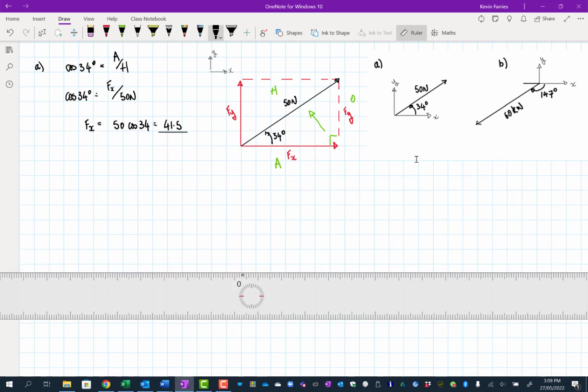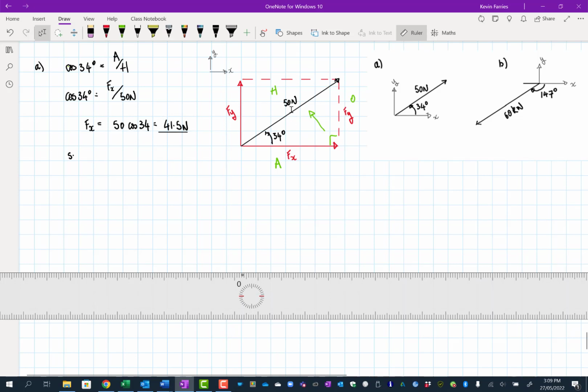Now we want to find Fy. So Fy is over here. And so we've got opposite. We'll probably use the hypotenuse again because that was the one we're given. We could have used the value we've just calculated, which I've forgotten to put units on. But better to use the numbers you've been given just in case you've made a mistake calculating this value.